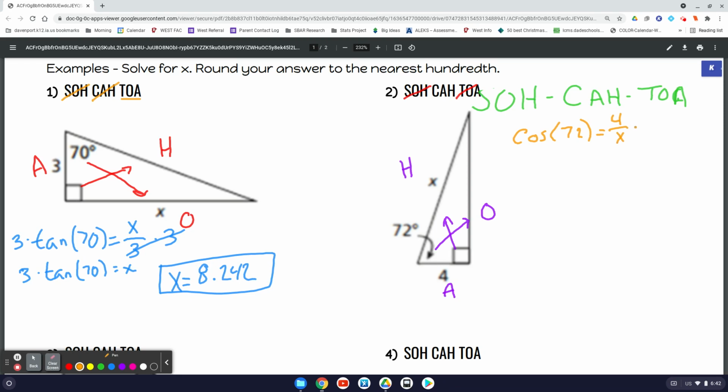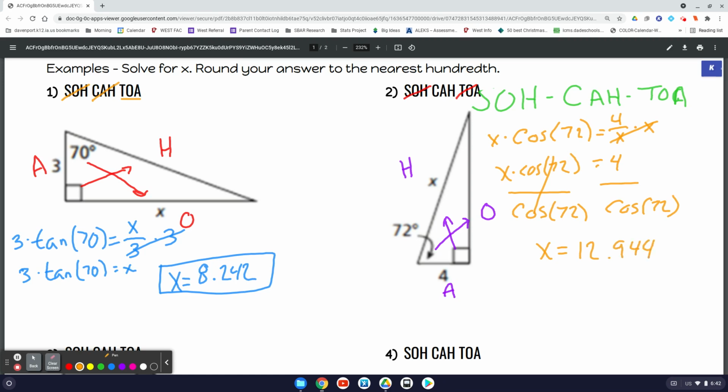Once again, I see a fraction. I'm going to multiply both sides by the bottom because I don't like fractions. So I have x times cosine of 72 equals 4. Okay, now I'm going to look at it. Well, x is not by itself, so I need to divide both sides by the cosine 72. So x equals. So in your calculator, we would type in 4 divide cosine 72, and we get x equal to 12.944.